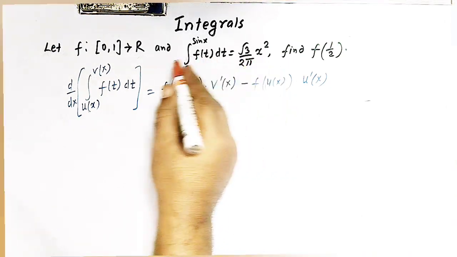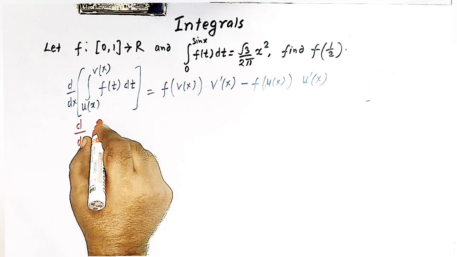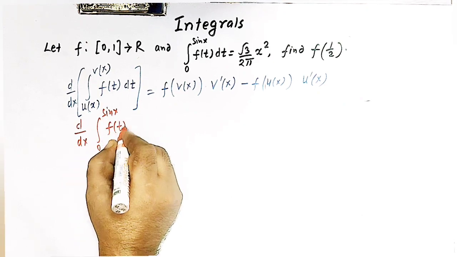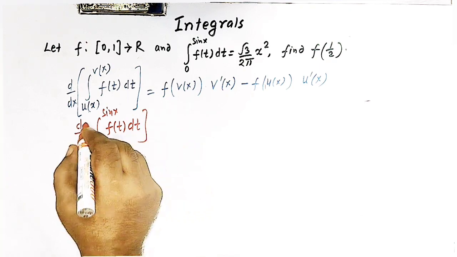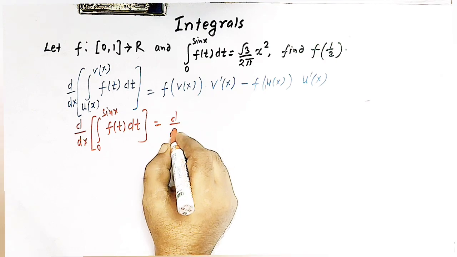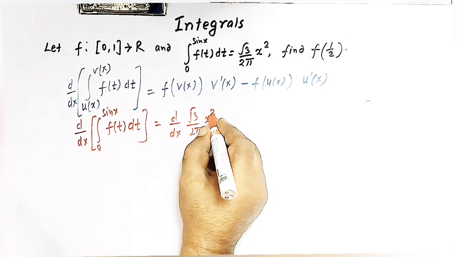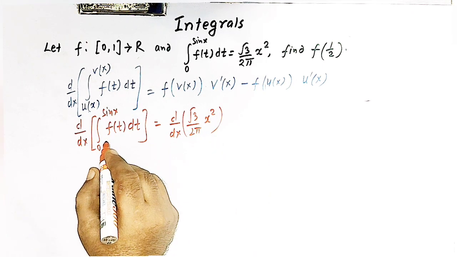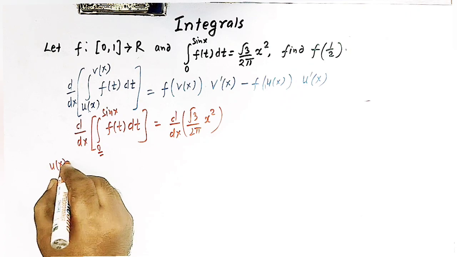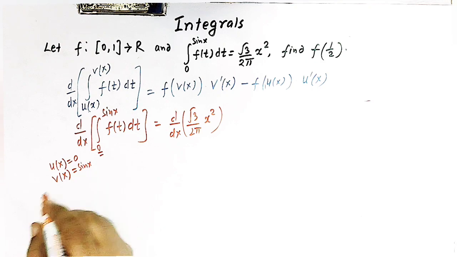So now, differentiating both sides with respect to x, we can write d by dx of the integral from 0 to sine x of f of t dt on the left-hand side, and on the right-hand side we have d by dx of square root of 3 over 2 pi times x square, right? So if we compare this integral with the general one, then u of x is 0 and v of x is equal to sine x, right?